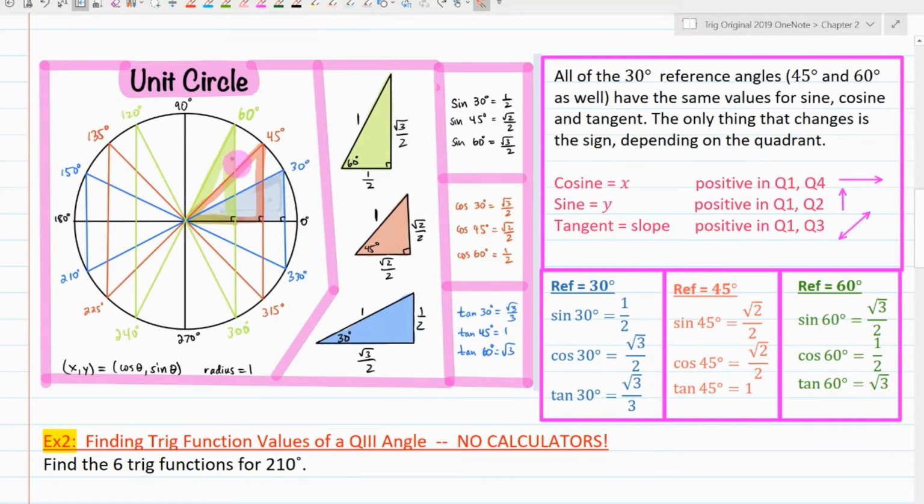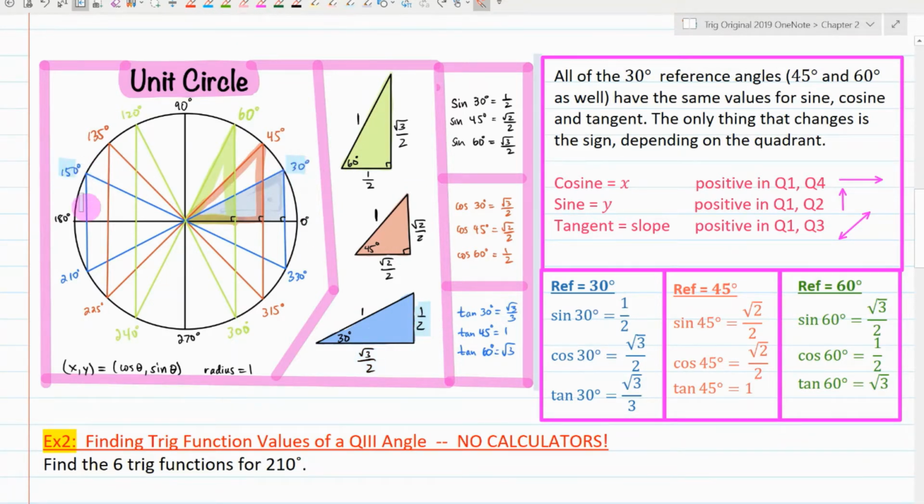And in the unit circle, you will have 3 different types of triangles. You will have one with the reference angle of 30. So all the ones in blue, the reference angle is 30. And for all of those, you will have an x value of radical 3 over 2 and a y value of 1/2. Every single one of those.